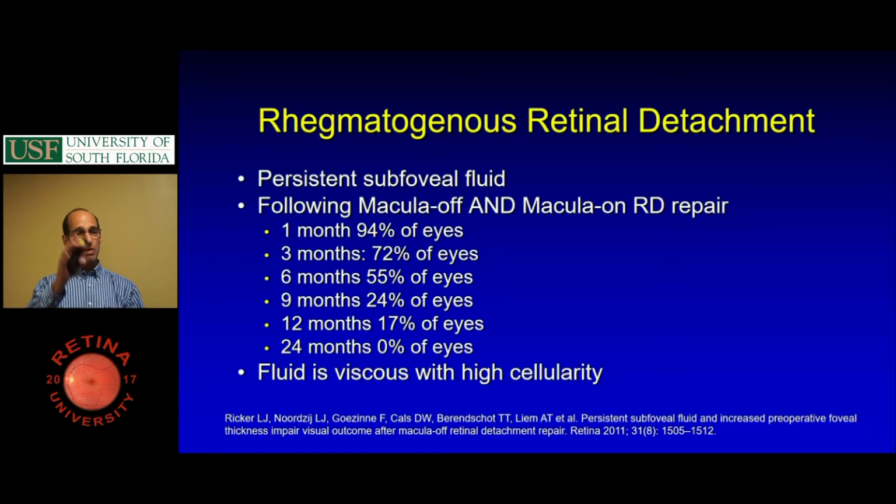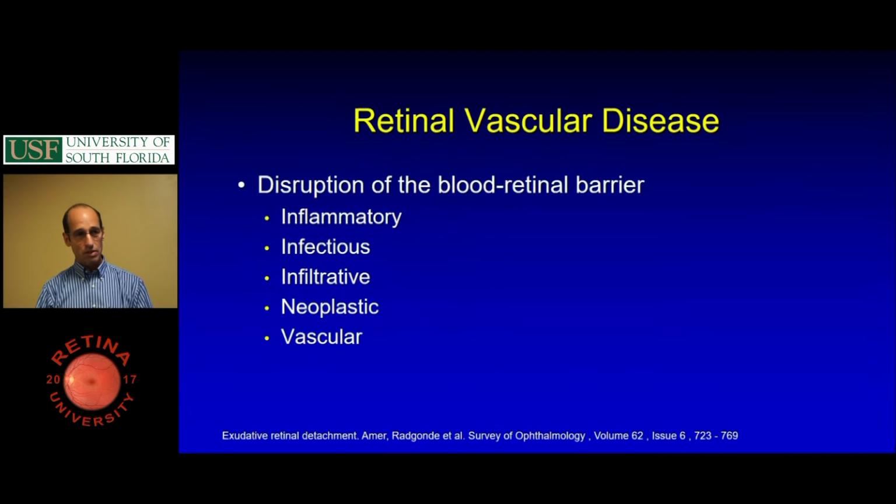And that's why the smokestack, when you're seeing this in central serous patients, there's probably protein leaking through that in the fluid. You've got disruption in the barrier. So retinal vascular diseases can disrupt the blood-retinal barrier: inflammation, infectious, infiltrative, neoplastic, and vascular. You need to know this.